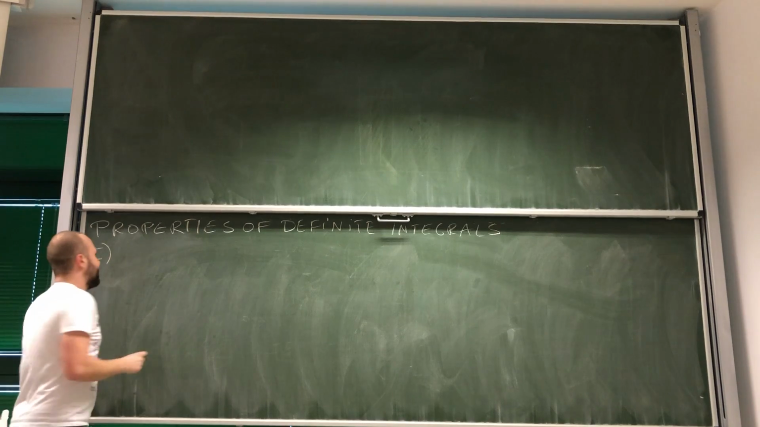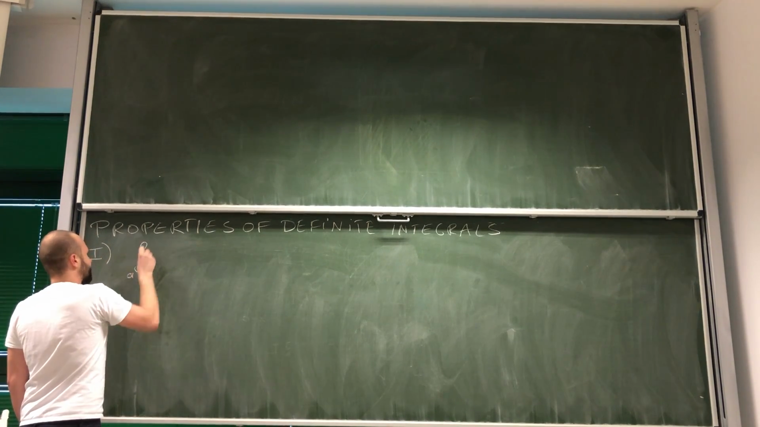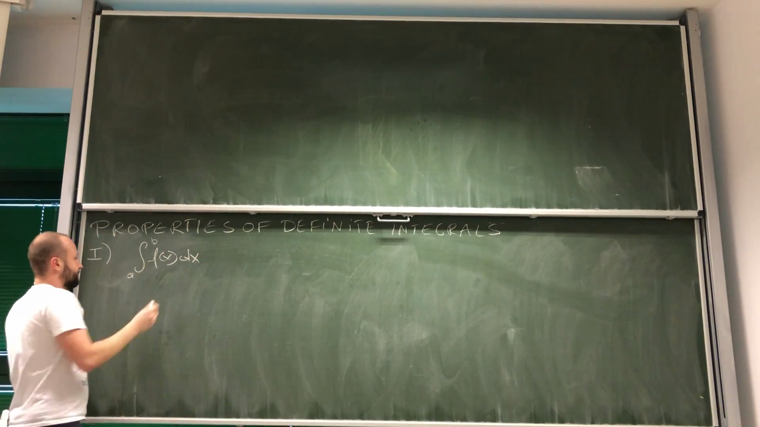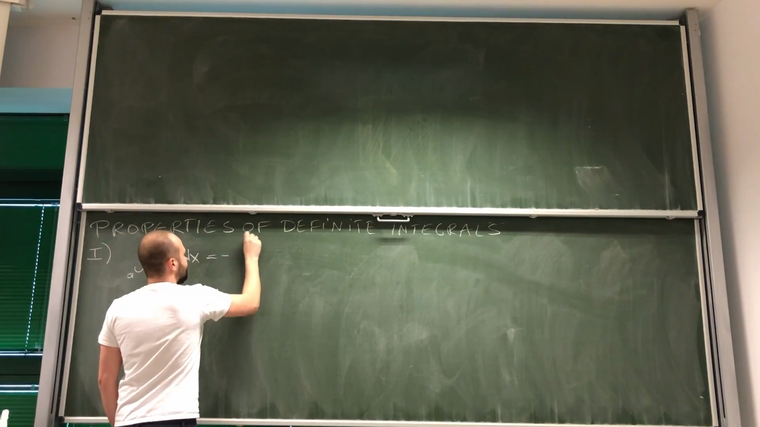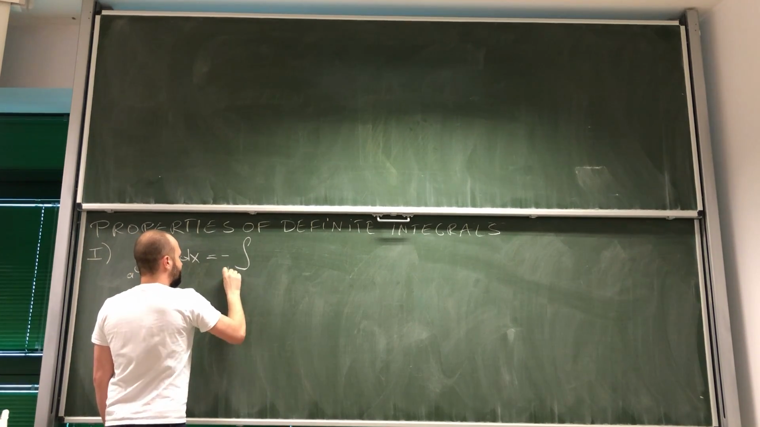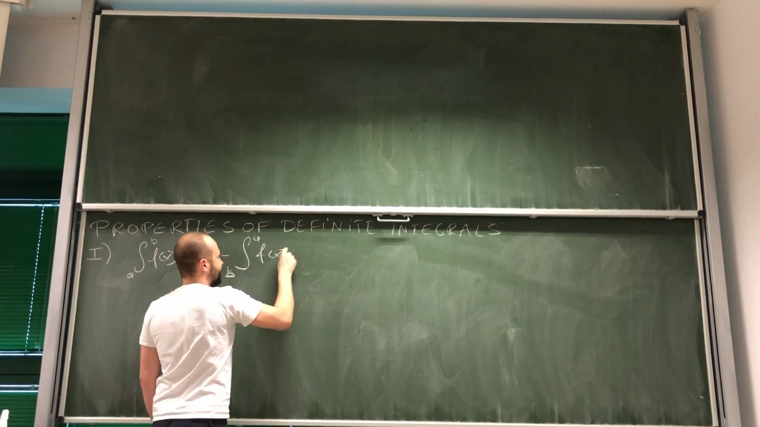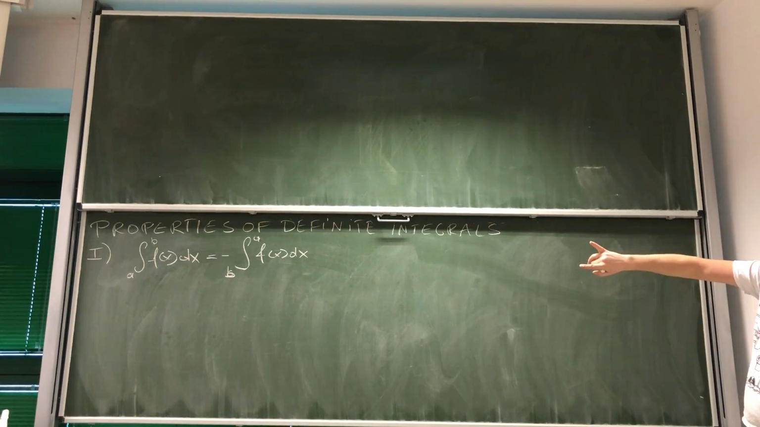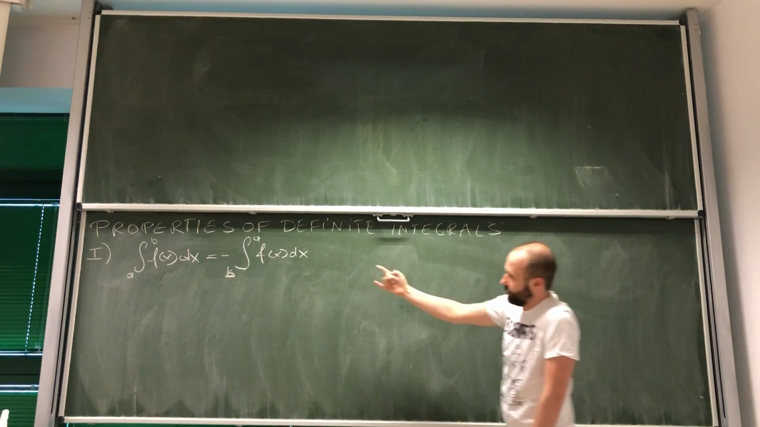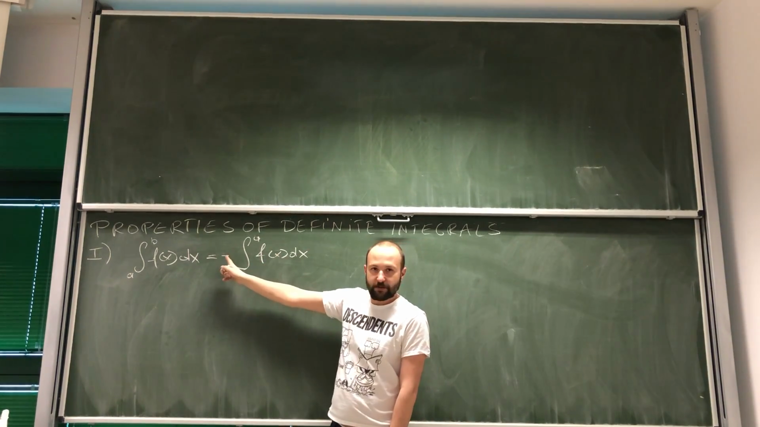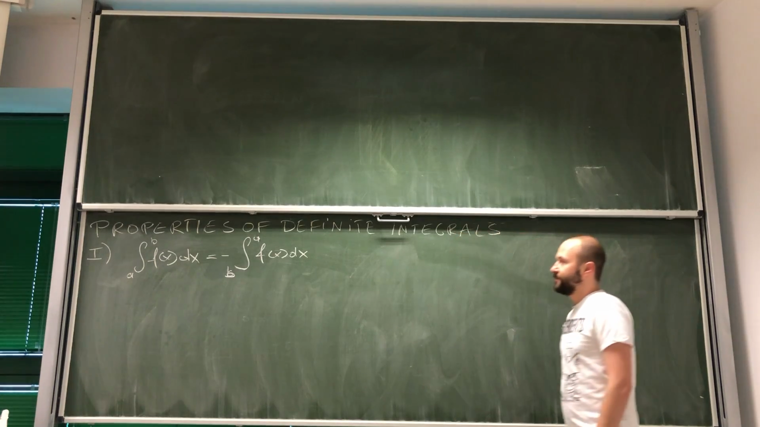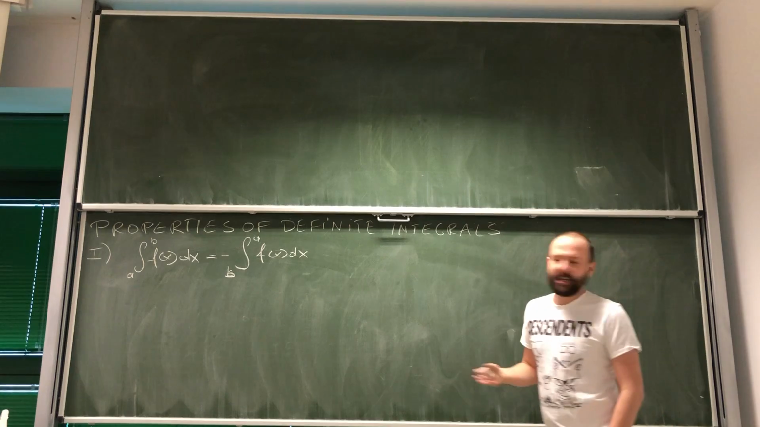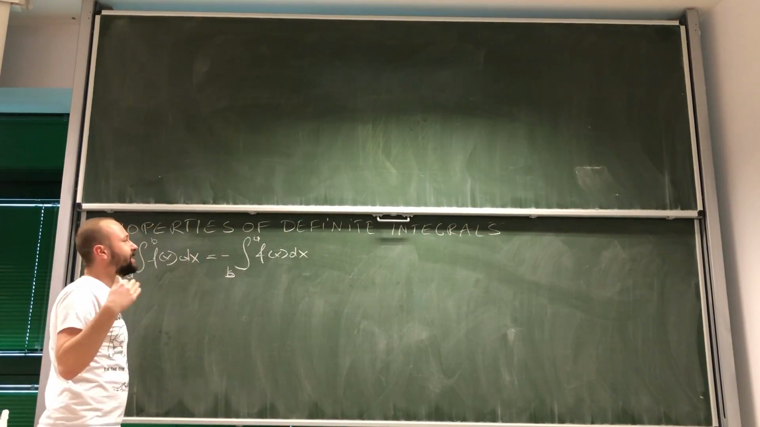Property number one basically says that the integral from a to b of f of x dx is equal to minus the integral from b to a of f of x dx. Look, what has happened over here? I've changed the upper and lower limits of integration and introduced a minus up front. Okay, first I'm going to prove this rule, which is actually very easy. And then we're going to discuss what it means.